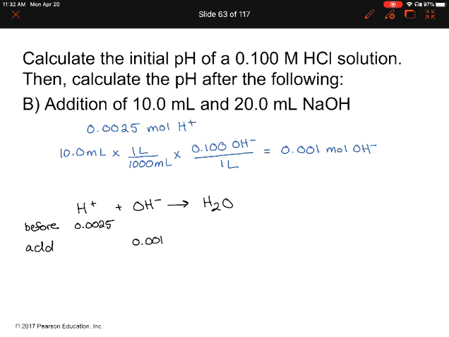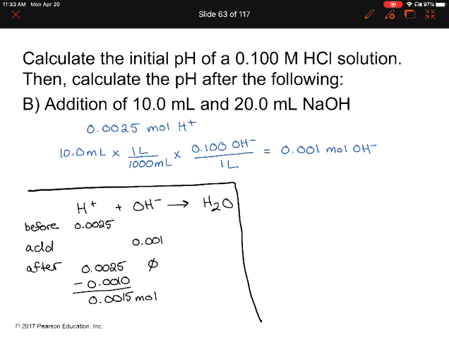Okay, so if that's the case, after the reaction between the hydrogen ions and hydroxide ions, we won't have any hydroxide ions left over because all of those hydroxide ions will get used up. And then let's determine how many hydrogen ions we have left. So we're going to subtract 0.001 from 0.0025, and we should end up with 0.0015 moles of hydrogen ions after this reaction.